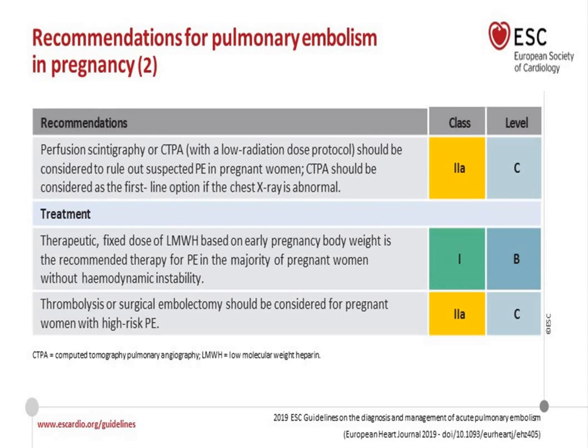And treatment. One more time. Therapeutic, fixed dose of low molecular weight heparin based on early pregnancy body weight is the recommended therapy for pulmonary embolism in the majority of pregnant women without hemodynamic instability. Thrombolysis or surgical embolectomy should be considered for pregnant women with high-risk pulmonary embolism.